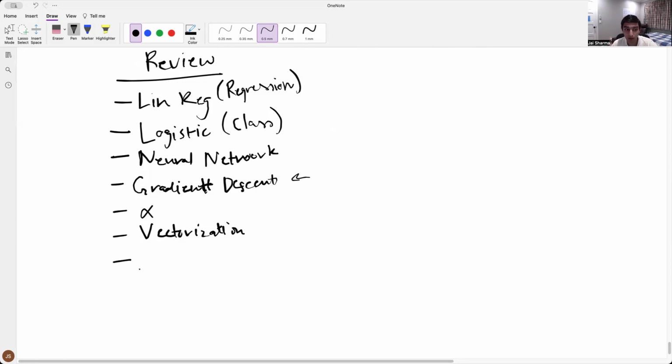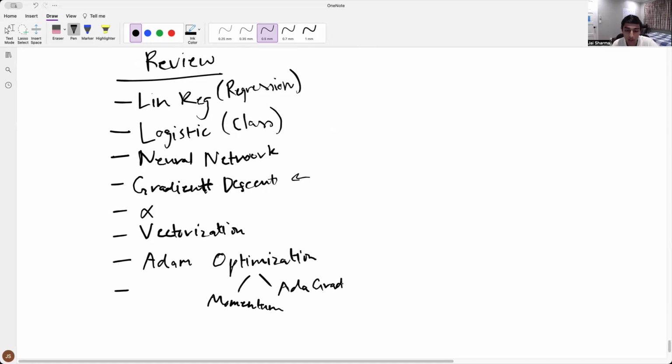Now, there's vectorization, and then possible further things to learn about. I might make videos on this, I might not. Are these things called Adam optimization, Adam optimization, and that consists of two things, which is momentum and, no, sorry, not AdaGrad, RMS. So these are just key terms for you to search up.